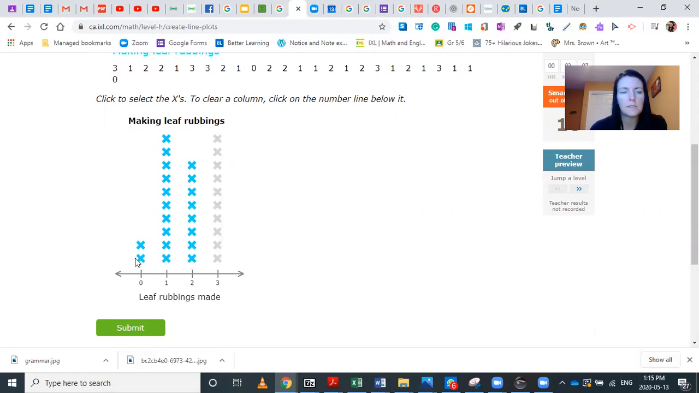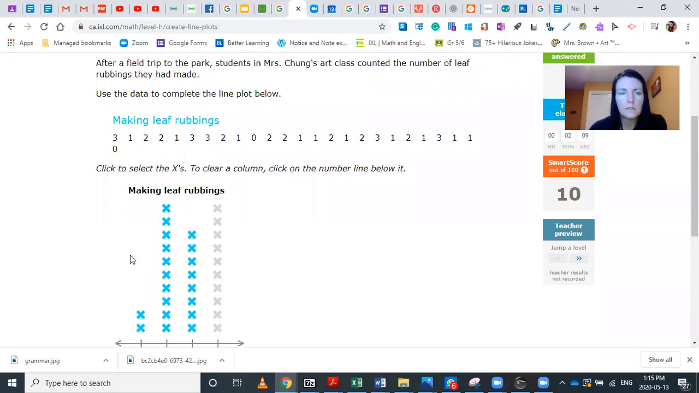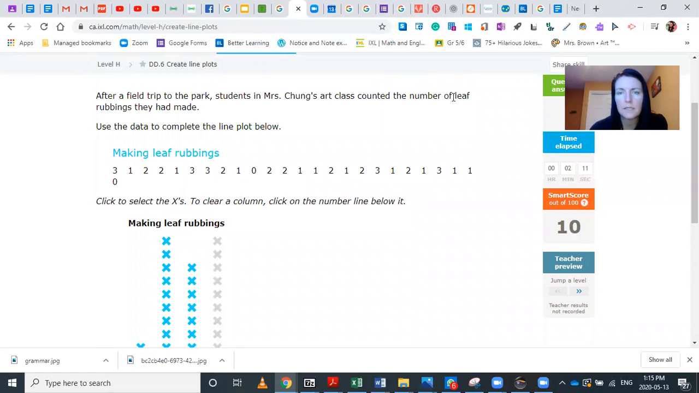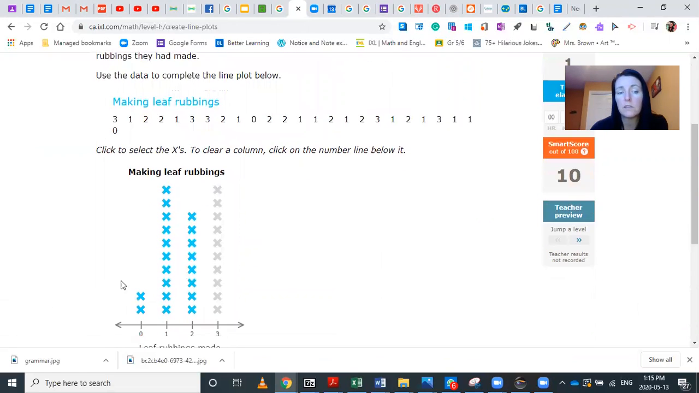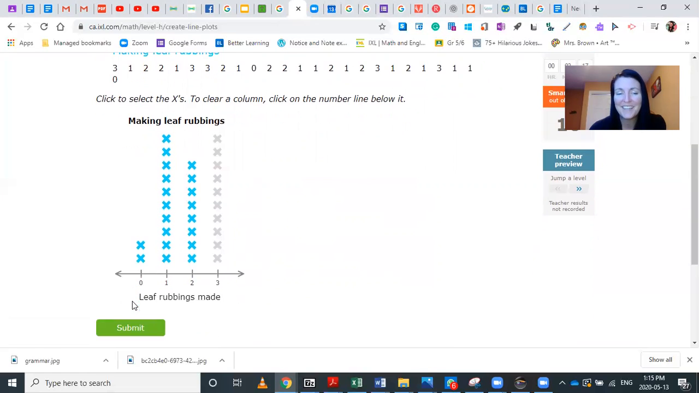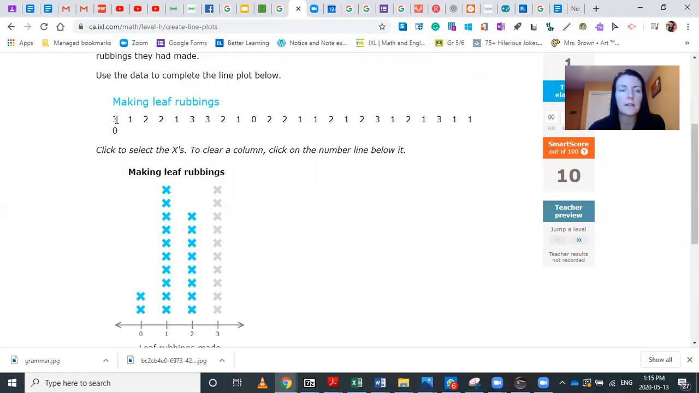Leaf rubbings made. 2 students had 0. They counted the number of leaf rubbings they had made. 2 students did not do their homework, maybe, or whatever it was. They hadn't made any rubbings. Okay. Some students made 3 rubbings. We don't know in this graph how many it is, but here we can look at the data. So we're going to count how many 3s we see.